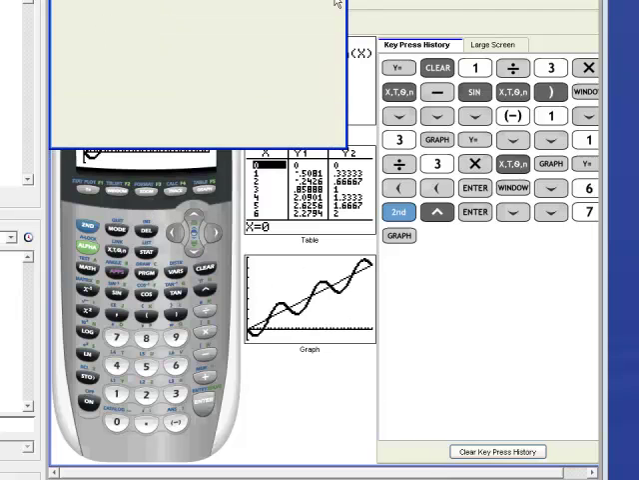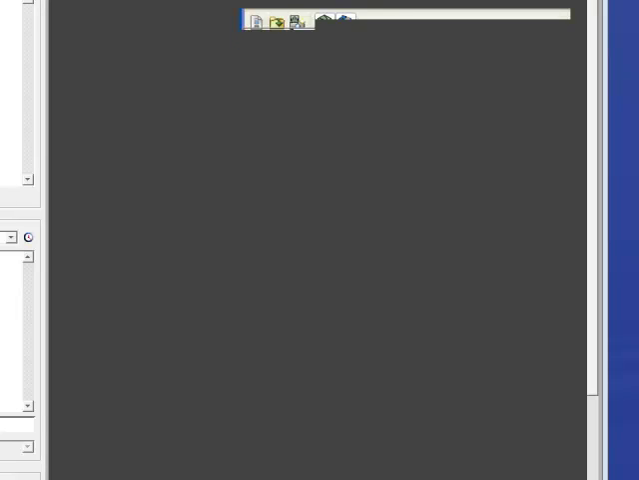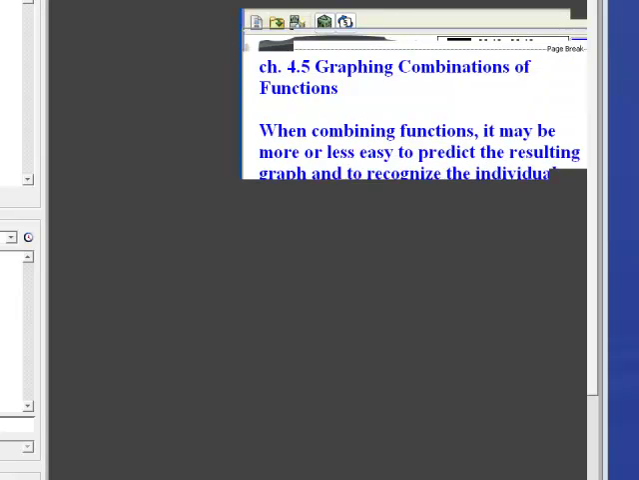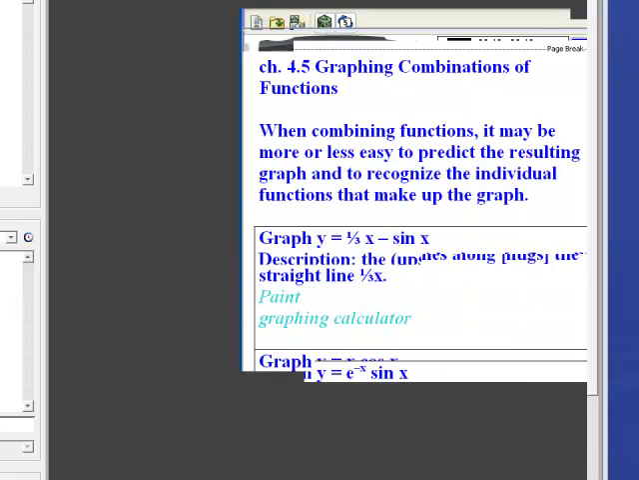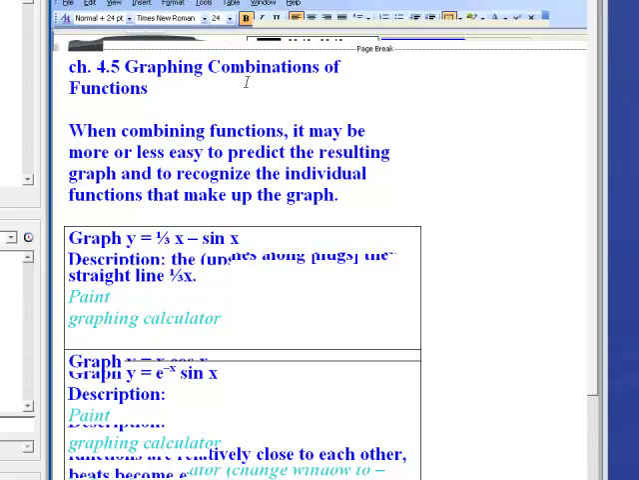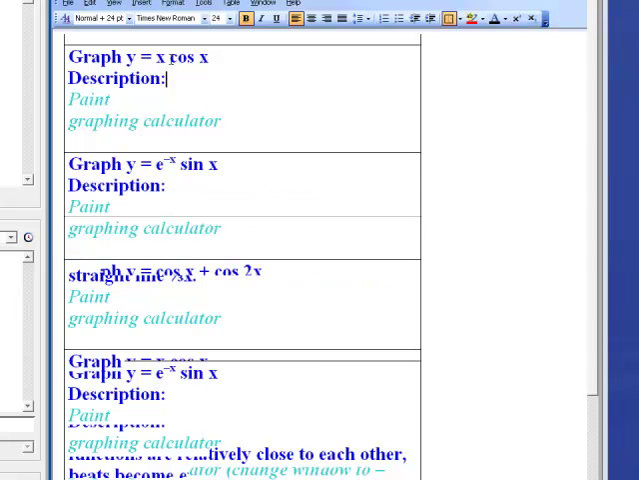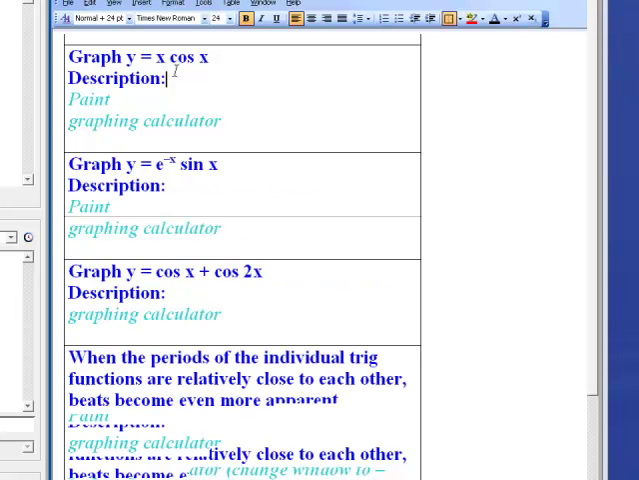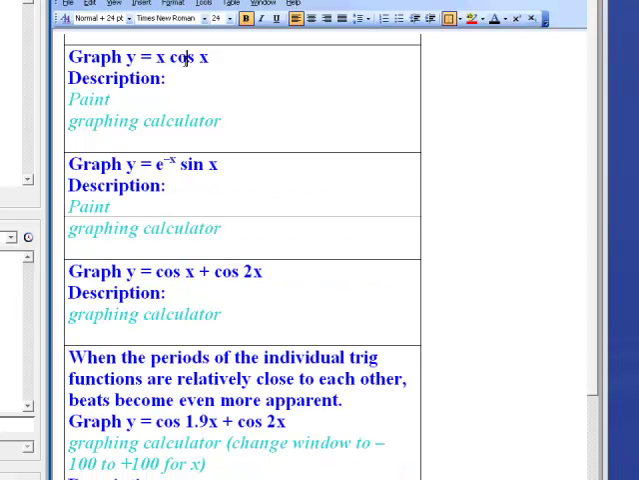Let's see what we have in store next. We're supposed to graph x cosine x. We could almost think, gosh, isn't that kind of similar to what we just had? But a moment ago, it said a plus or a minus in between. This time it says a times, so x times cosine x. So let's see what happens in Paint.